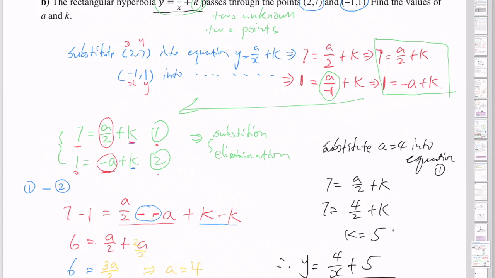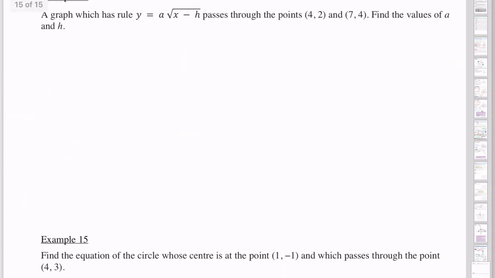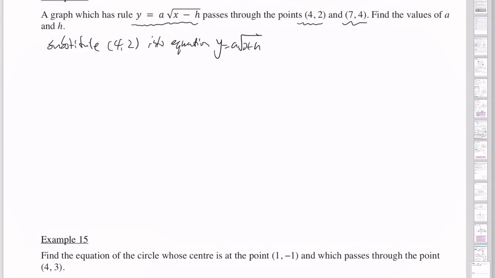Okay, so let's move on. Example 14. Example 14, again, I have a rule y equal to a times square root x minus h. It passes two points. One is 4, 2. And the other is 7, 4. Okay, so we're going to do the same thing, substitution. So substitute 4, 2 into the equation y equal to a square root x minus h. Then we substitute 7, 4 into the equation as well.